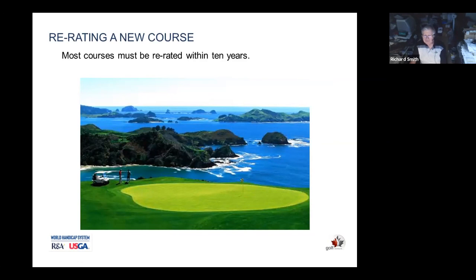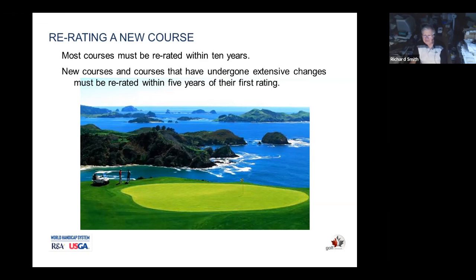Re-rating. Most courses must be re-rated within 10 years. Now again, the World Handicap System is knowledgeable about the COVID situation, and we're not going to be turning people's course ratings off if we can't get them done in the 10th year. We just have to deal with it as best we can. New courses undergoing extensive changes should be re-rated within 5 years of their first rating. And again, we're not going to be overly anal about this, given the COVID restrictions that we have to deal with.